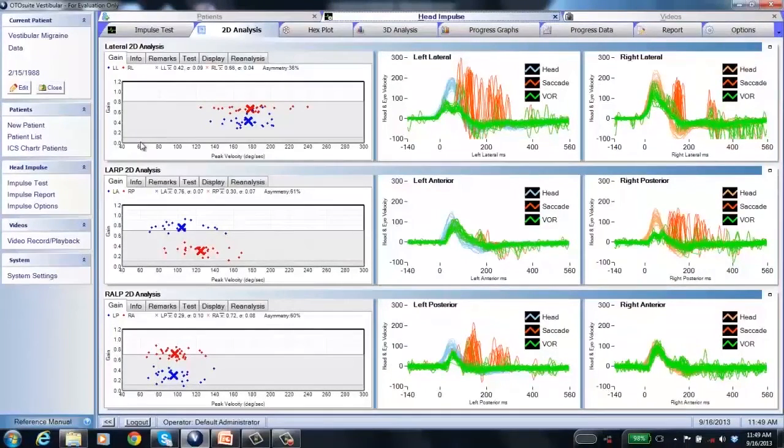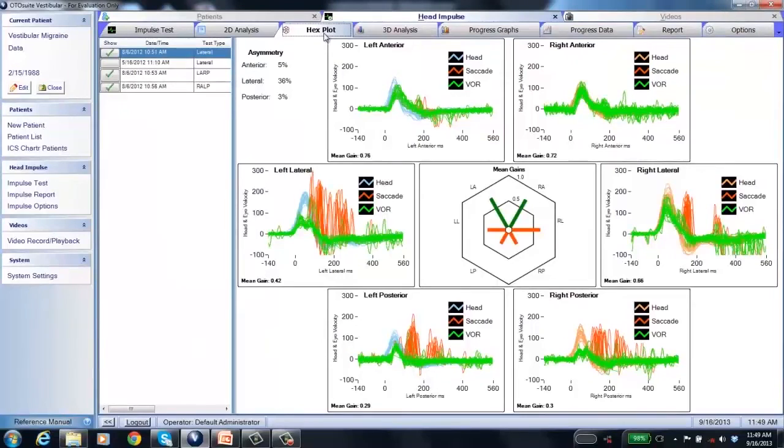So we don't know what we'll find with these vestibular migraine patients, but I just want to show you some data. You may see things that are unusual, and this may help you with your diagnosis, but vestibular migraine patients can vary in their results. And if we go to the hex plot, we'll see here we've got the lateral and the posterior canals abnormal and the anterior canals normal.